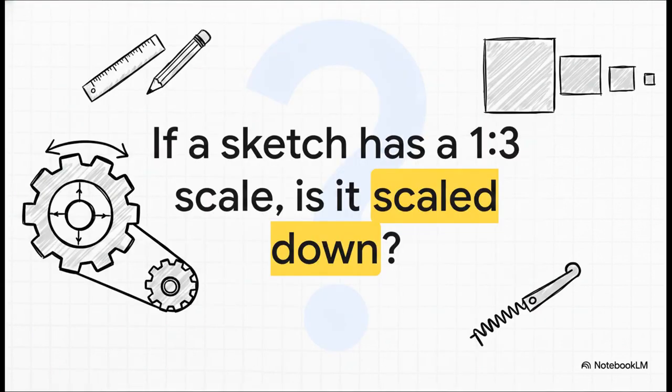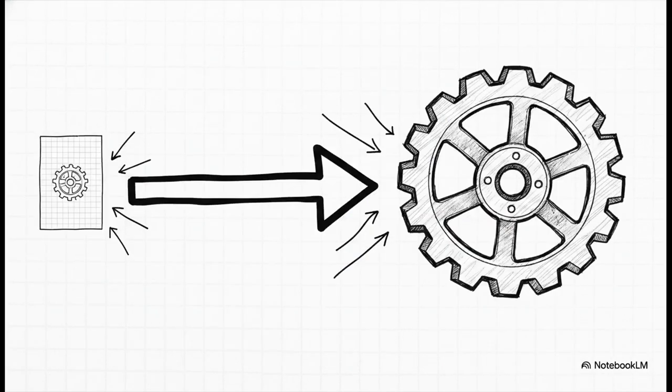Question 3. Let's see if you can handle tricky ratios. If a technical sketch has a scale of 1 to 3, is the drawing scaled up or scaled down? It is completely scaled down. Remember the rule here. The drawing is the 1 and the real-world beast is the 3. The actual object is 3 times bigger than the piece of paper.